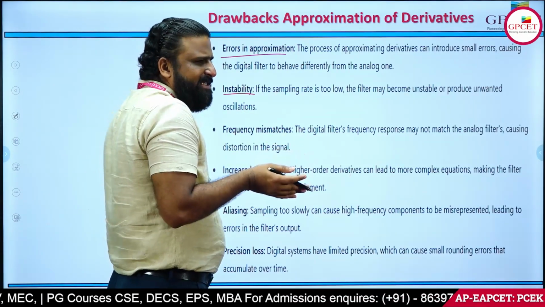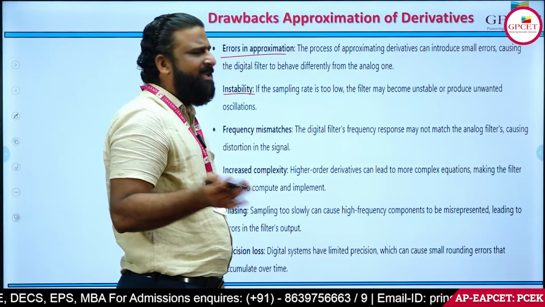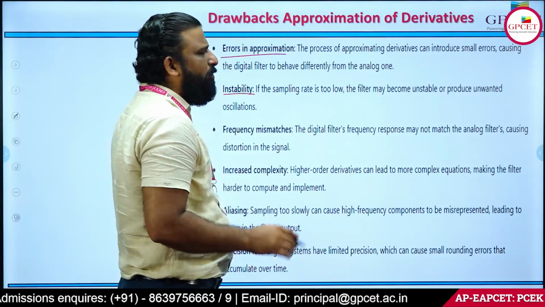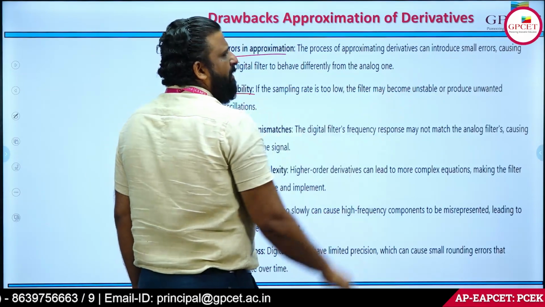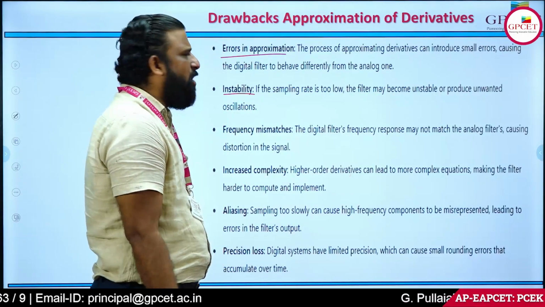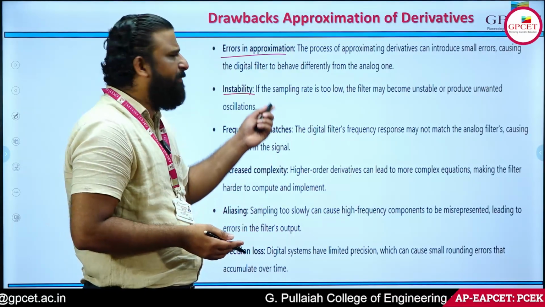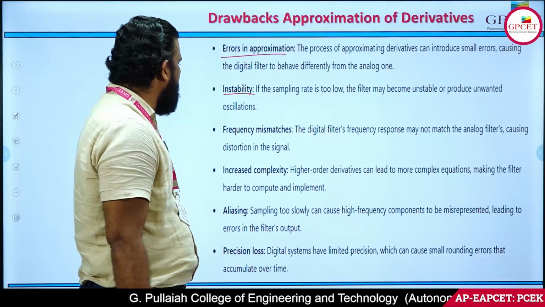If the pole is slightly nearer to the unit circle, it is not a problem. If it is far from the unit circle, the stability will be down. So if the sampling rate is too low, the filter may become unstable or produce unwanted signals, that is, noise will be formed. Unwanted oscillation means aliasing will be formed. So that's why instability is also one of the main drawbacks.